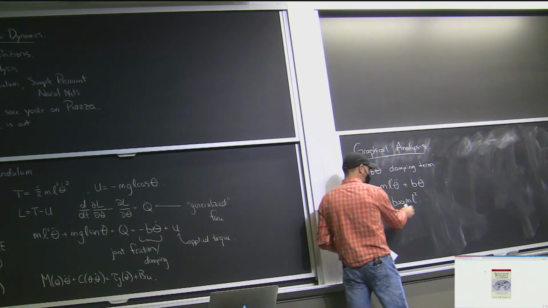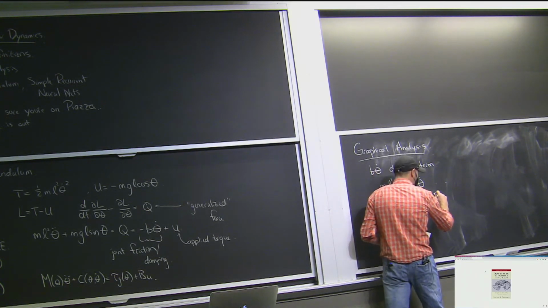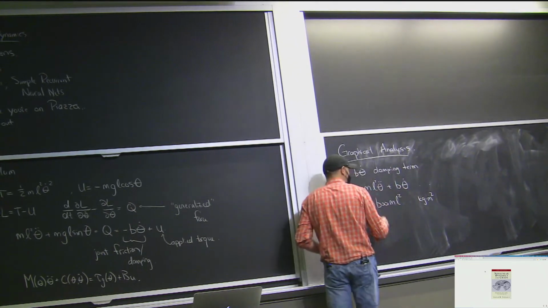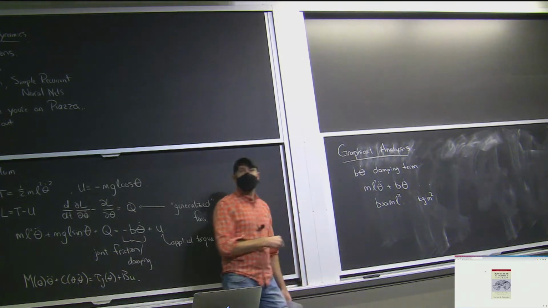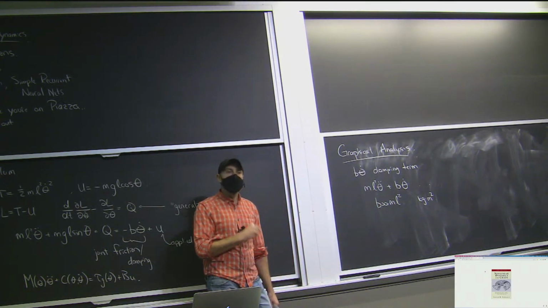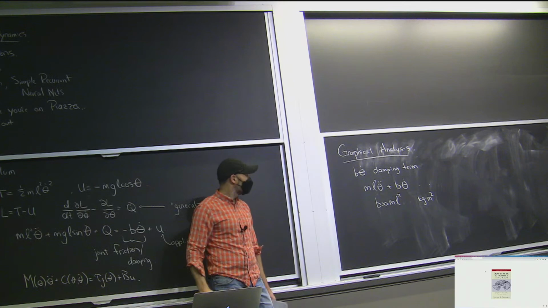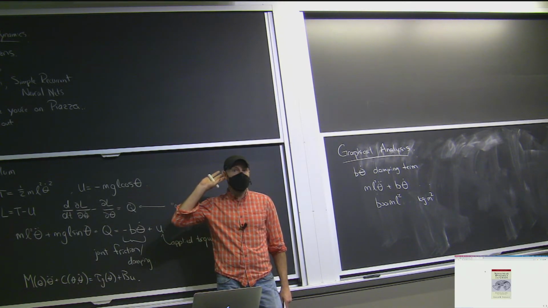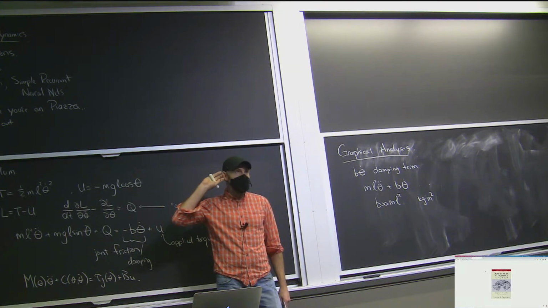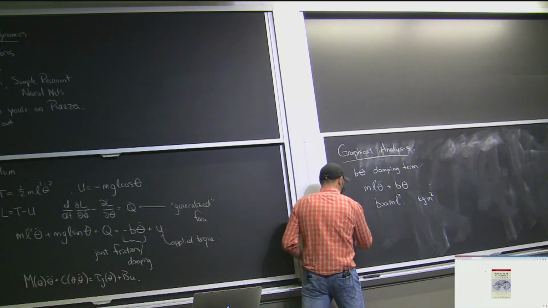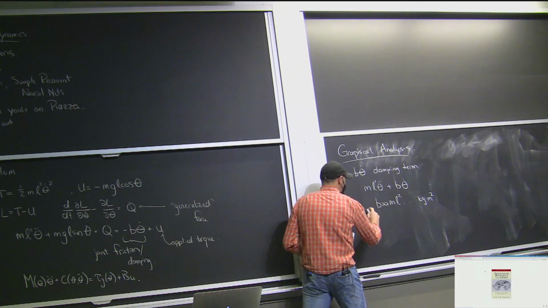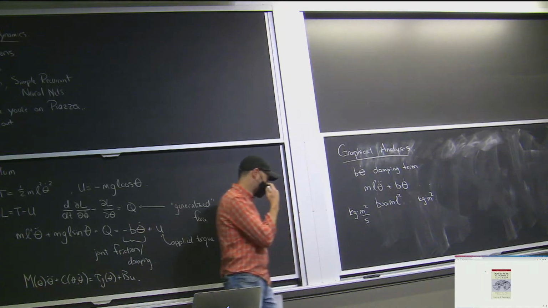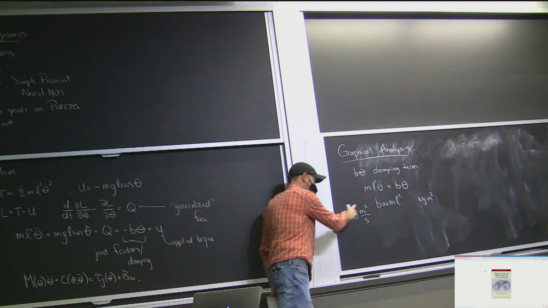So the units of ml squared, of course, is kilograms per meter squared. Anybody know the units of a damping coefficient? Newton seconds per meter, that's true. I'll write it in kilograms, meters, squared per second. Same thing.